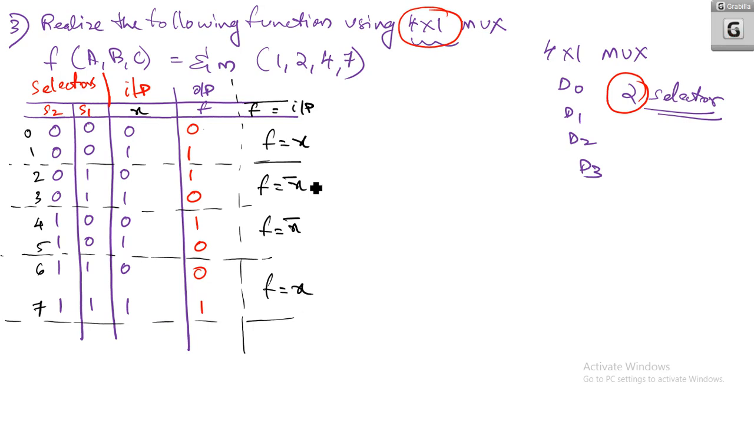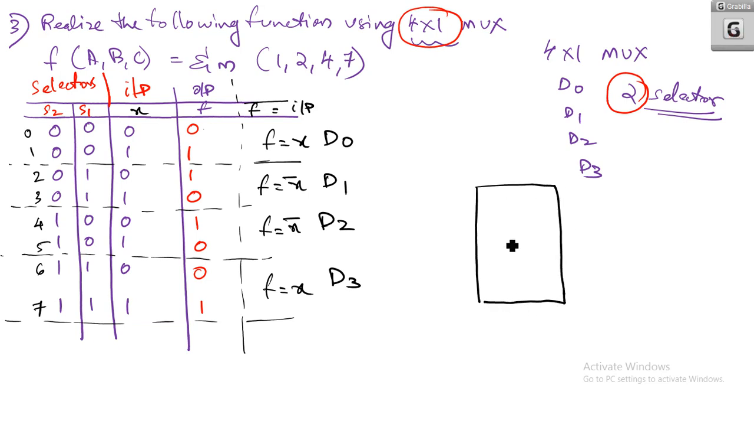Now, for the 4 by 1 mux, this is D0, D1, D2 and D3 with the selector switches S2 and S1. That means when S2 is equal to 0 and S1 is equal to 0, D0 will be selected. When S2 is 0 and S1 is 1, D1 will be selected. When S2 is 1 and S1 is 0, D2 will be selected. When S2 is 1 and S1 is 1, D3 will be selected. And again we are manipulating the data coming in. That's it.